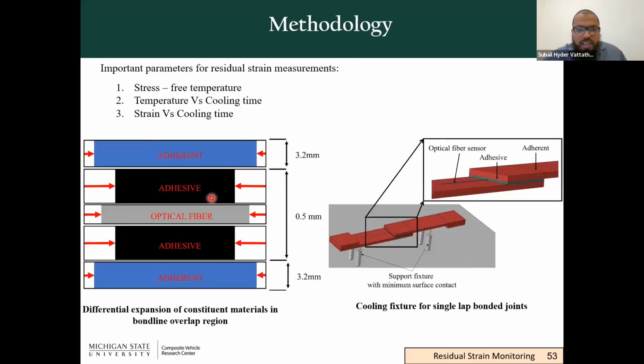So we actually made the lap joint, and we had the optical fiber sensor within it, and we heated and we made the lap joint. And when it was about to cool, we used a particular fixture and we put the lap joint on the fixture and we let it cool. From 120 C onwards, we started monitoring the residual strains, because you cannot measure the stresses, but you measure the strains using the optical fiber sensor.